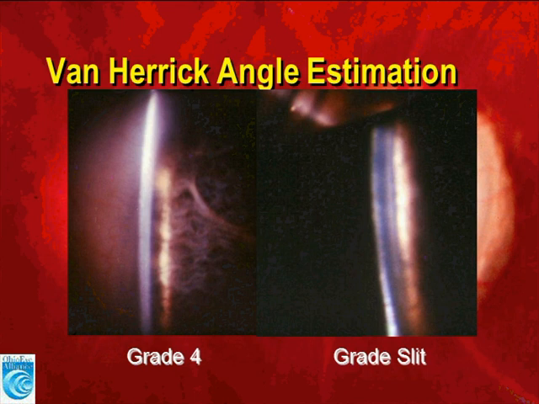On the right, we see just a slit of dark between the cornea and the iris. That is a grade slit, and generally this is an occludable angle. When I was in residency 20 years ago, we were taught that Van Herrick was only for use by optometrists and not really very accurate in predicting whether or not an angle was occludable. However, recent well-controlled studies have been done and show that Van Herrick estimation of angle is a useful tool at predicting angle closure.